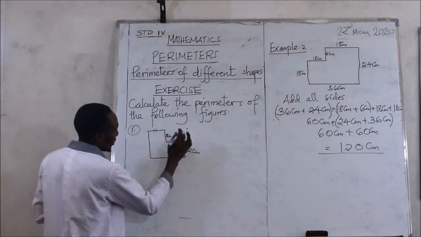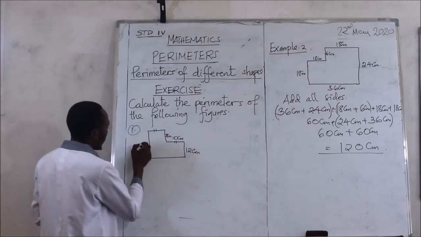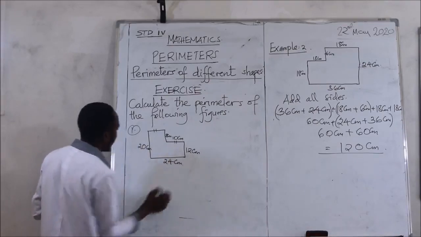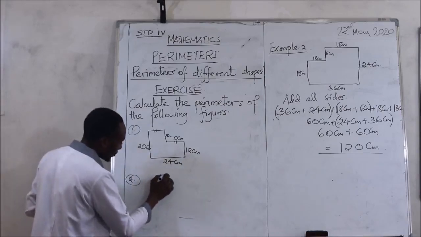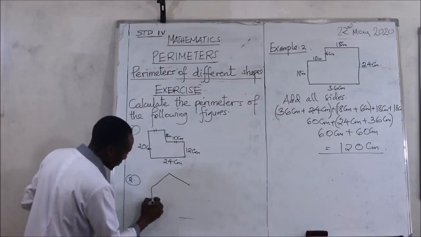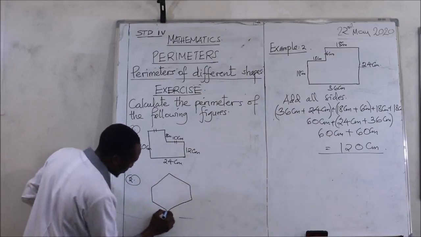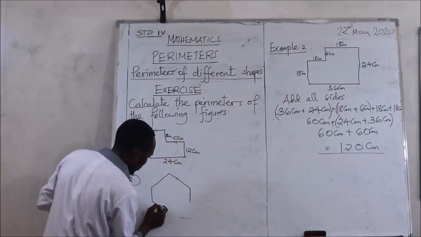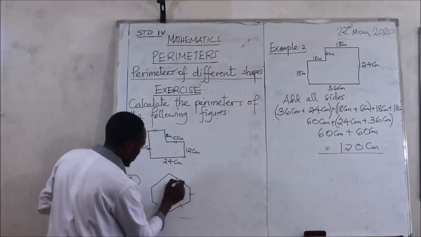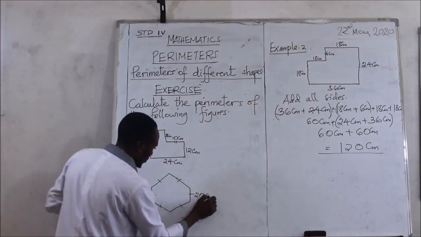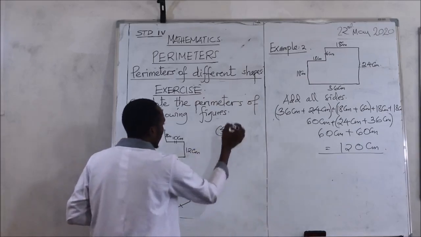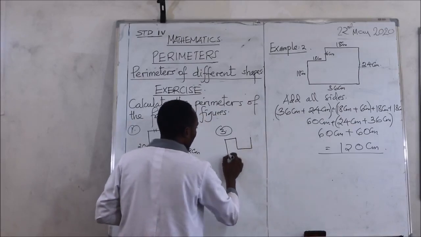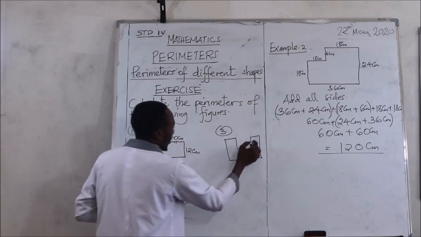We have 8 centimeters, 10 centimeters, then we also have 20 centimeters. The last one here, we also have 24 centimeters. This is figure number 1. Question number 2 is... centimeters. Question number 3, this one.